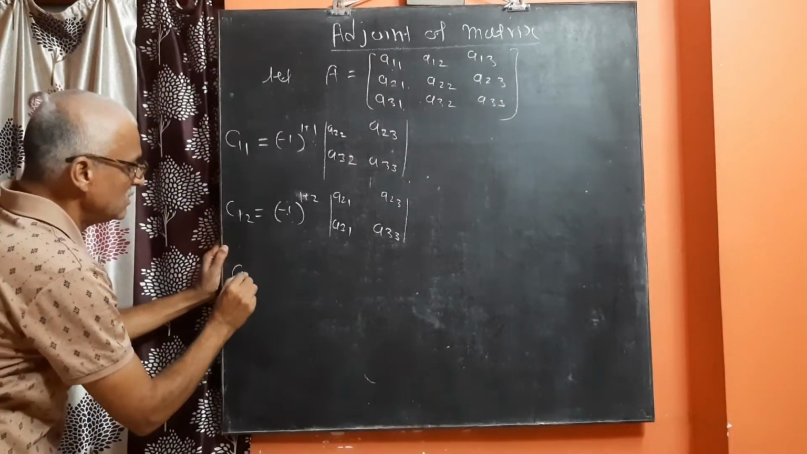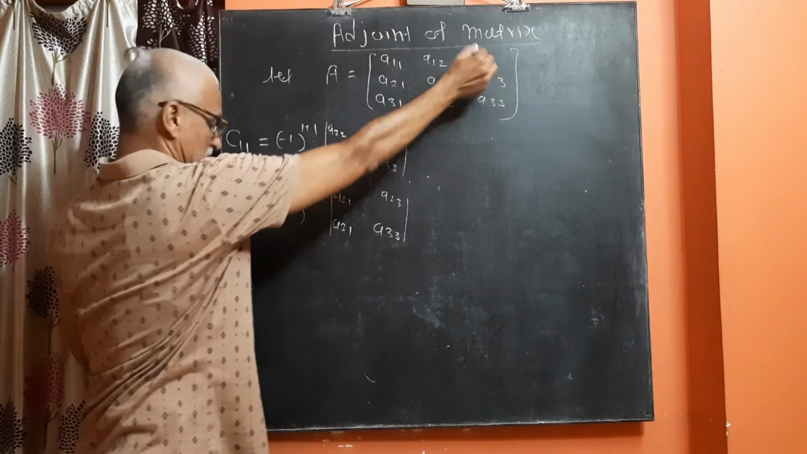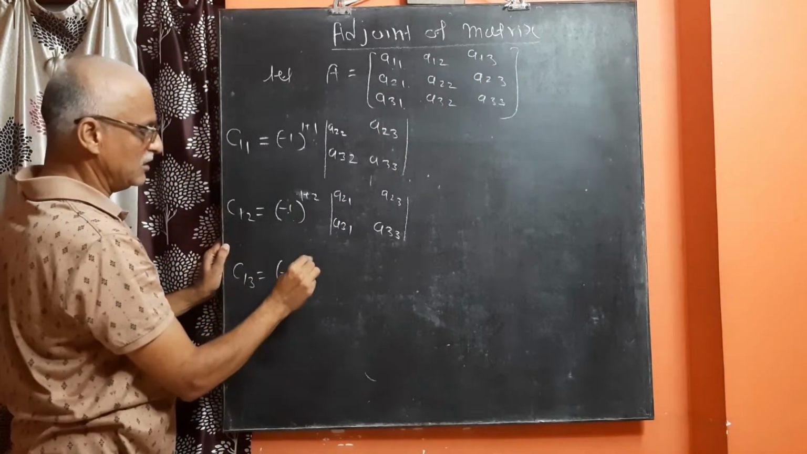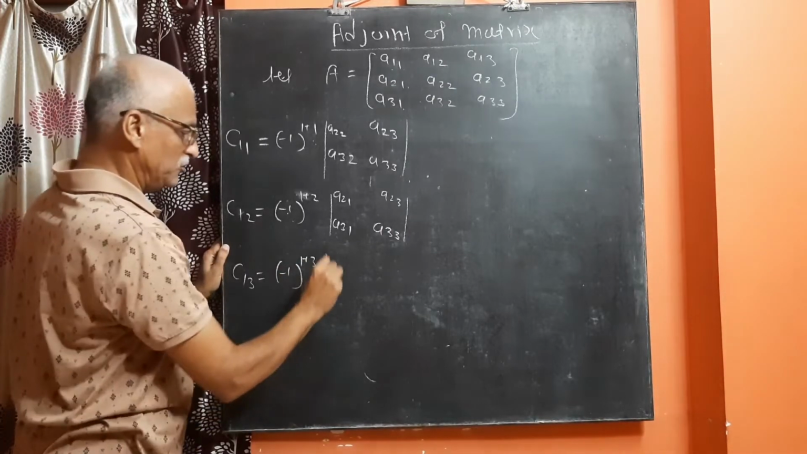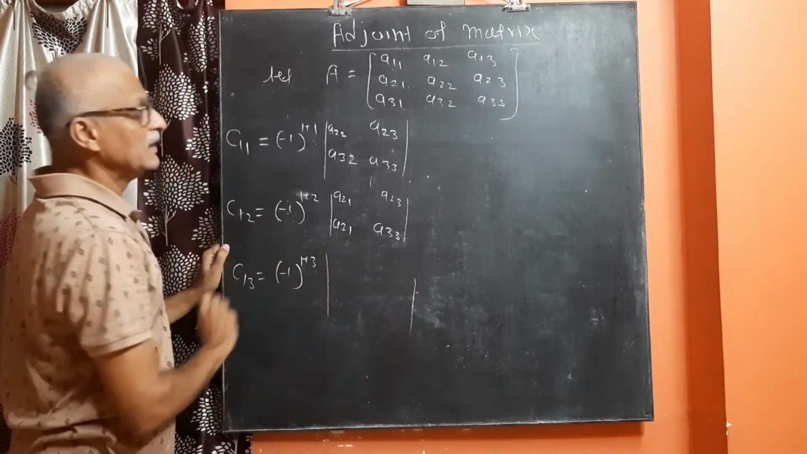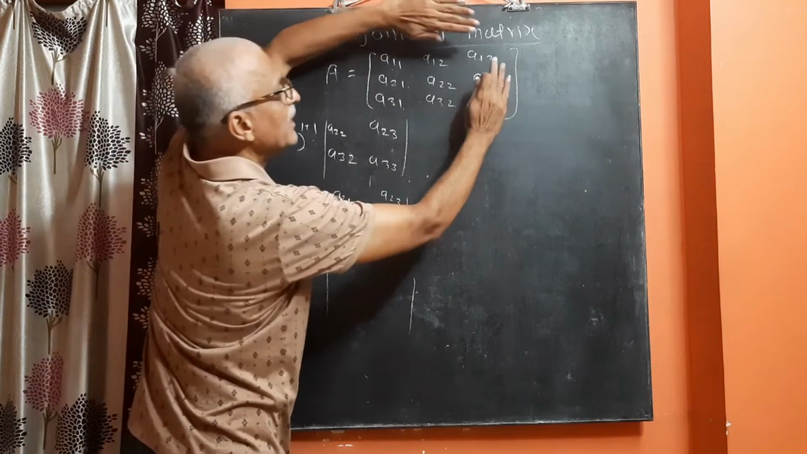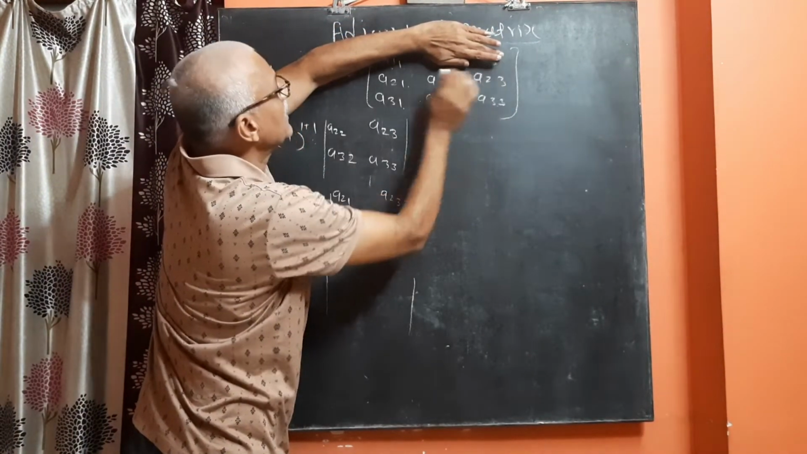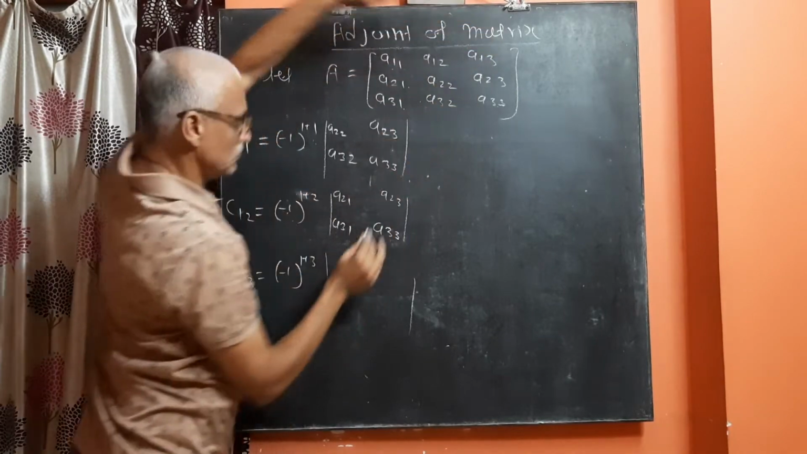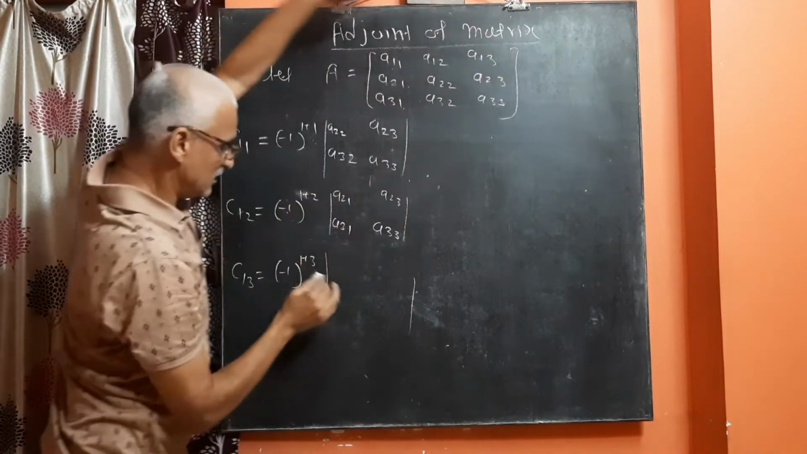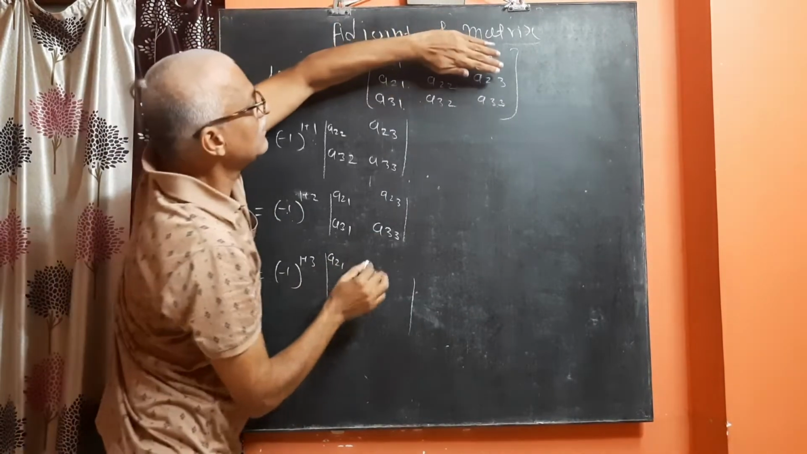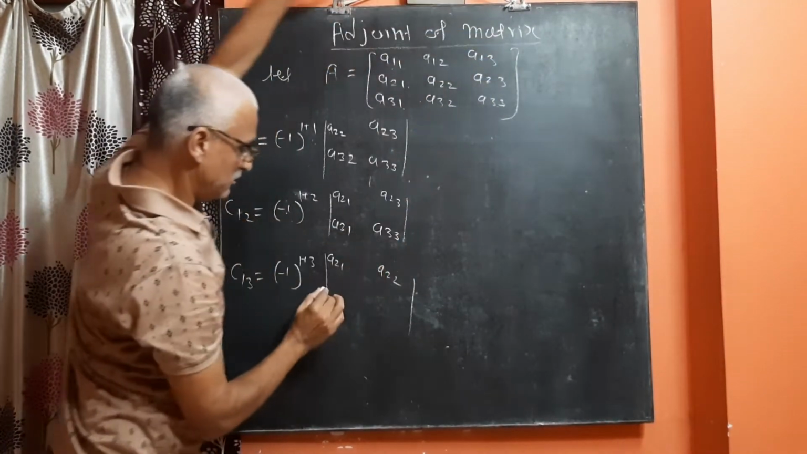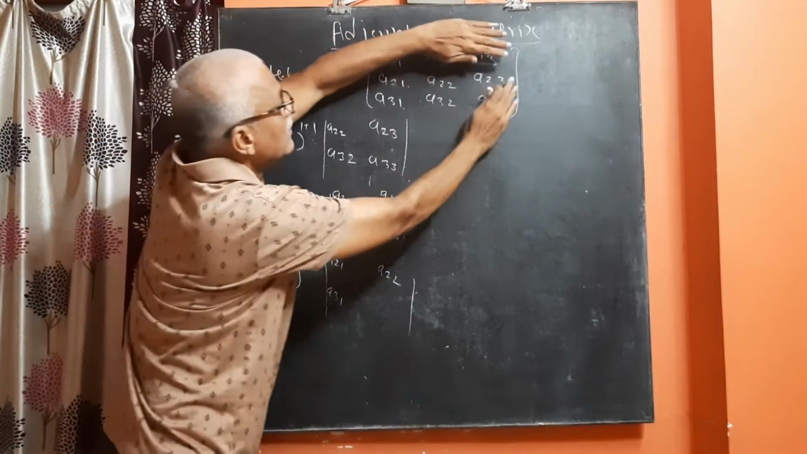Then C13, that means this position, is equal to minus 1 raised to 1 plus 3 into the determinant of. C13 means again the first row is gone and the last column is gone. Which 4 elements remain? This one and this one. So if these are gone, then it will be A21, A22, A31 and A32.